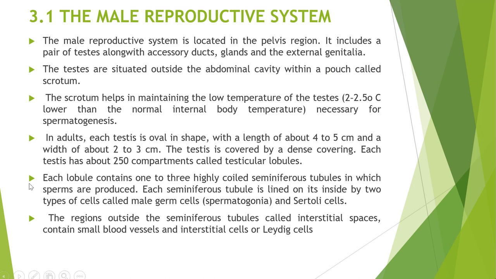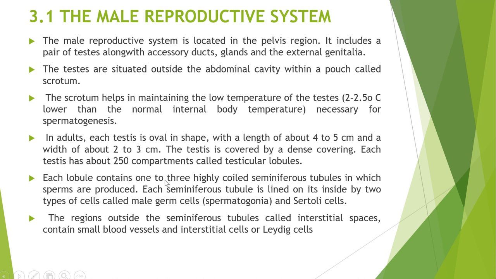Okay, in the adults, each testis is oval in shape with a length of about 4 to 5 centimeter and a width of about 2 to 3 centimeter, and the testis is covered by a dense covering. Each testis has about 250 compartments. Okay, how many compartments? Total 250 compartments are there. That is called the testicular lobules.